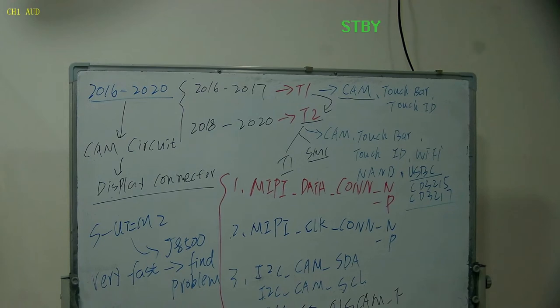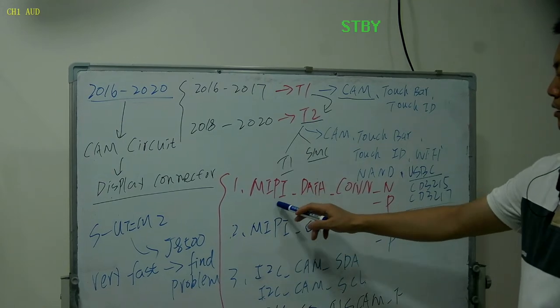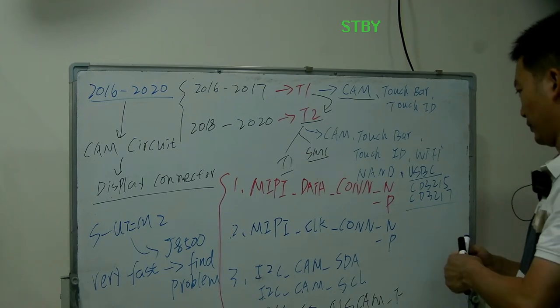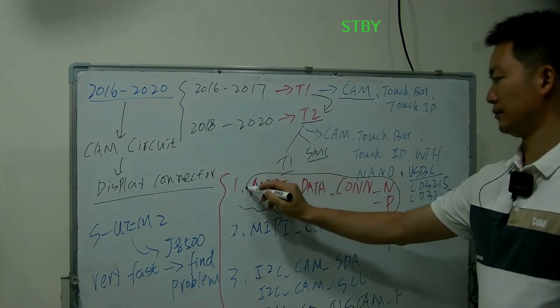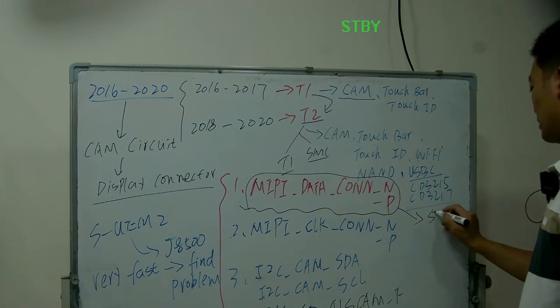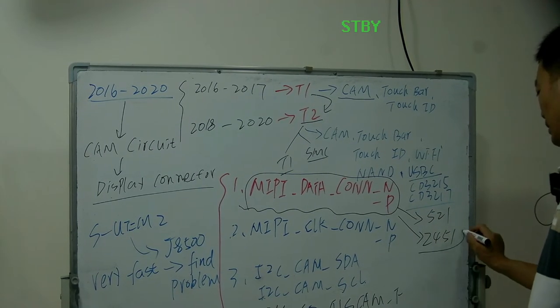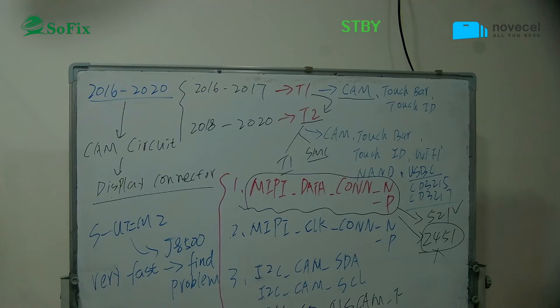31 and 33 connect to this signal, this one. Okay, MIPI data camera. So the problem is from this signal. The normal is 521, but now the result is 2040. Okay, 2000, so this is abnormal. This one is normal. Now how do you find the problem? Continue to see this video to find the problem.